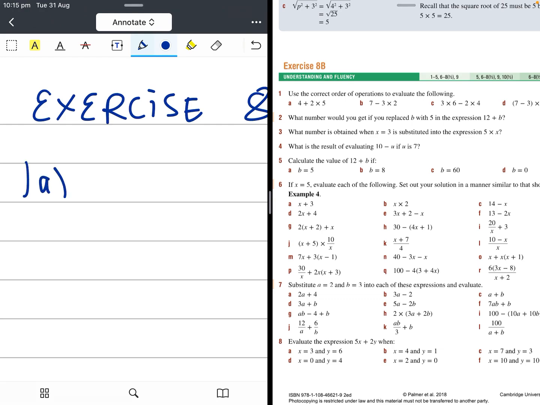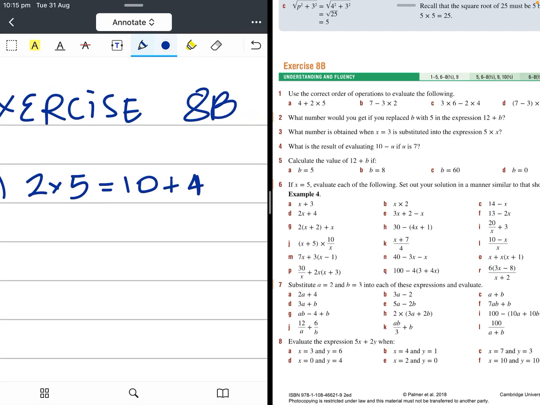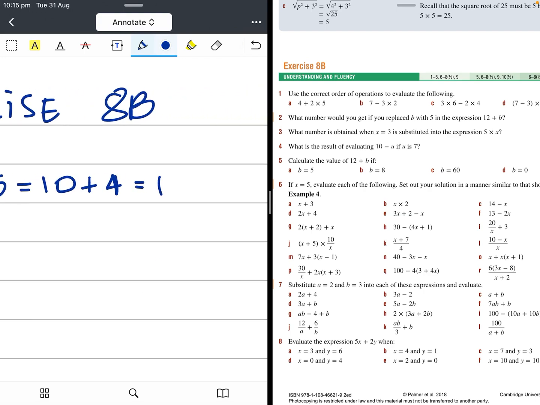Now 1a says 4 plus 2 times 5. Now do we remember BIDMAS or BODMAS or PEMDAS? Do we do plus first or do we do times? Hopefully you said times. So 2 times 5 is going to give me 10, isn't it? And then I have to add on the 4. 4 plus 10 gives 14. So that's what you have to do with the other ones. Remember, do times and divide before plus and minus. And when you get to question C, do each of those times separately before you subtract the two answers.